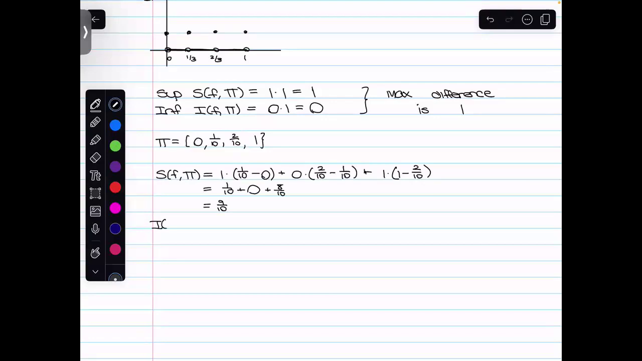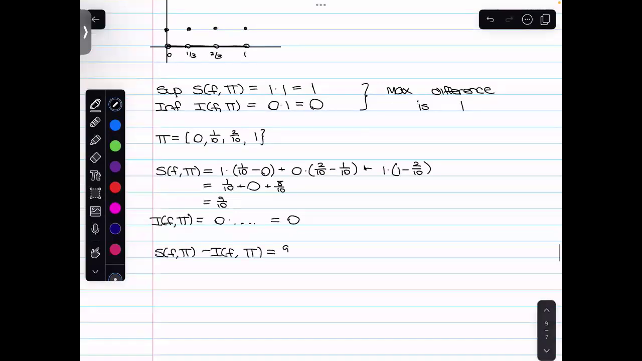And meanwhile, for the lower integral sum, you're actually always going to get 0, because no matter what subintervals you take, you always have that the infimum is 0. So it's 0 times anything, which is going to give you 0. And so now when we take the difference, it's going to be 9/10 minus 0, so 9/10.